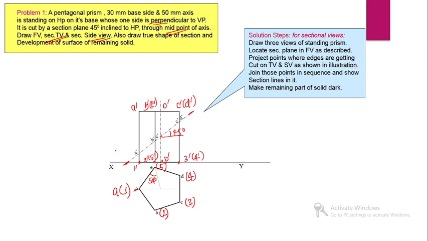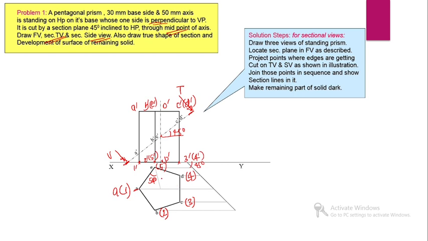Then we can draw the viewing rays like this, and we can represent this as VT, the vertical trace of the section plane. Then almost all conditions are satisfied. Then we can draw the side view of the solid. For that purpose we can draw a straight line inclined 45 degrees with the XY line.